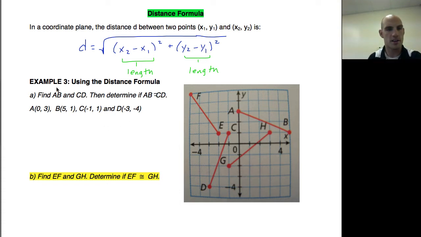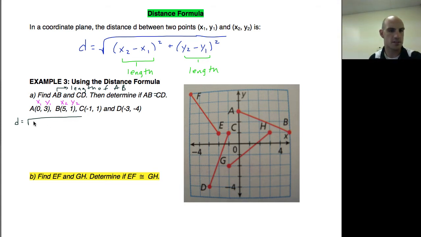Remember, of course, this means the length of AB. So let's find AB. The distance equals, and I'm going to use this formula up here. I like to label the points so that I know what is what. So since I'm finding AB, I'm going to do x1, y1, x2, y2.